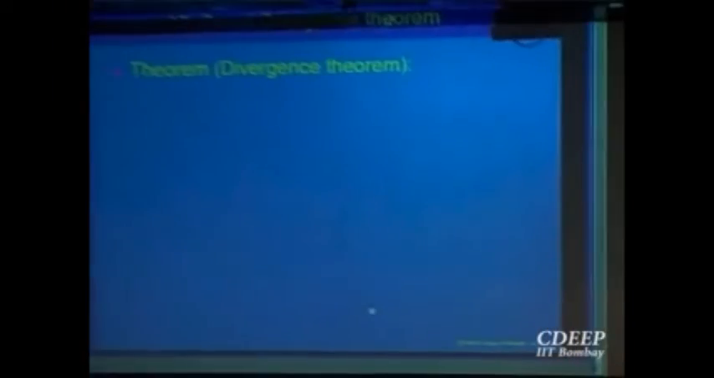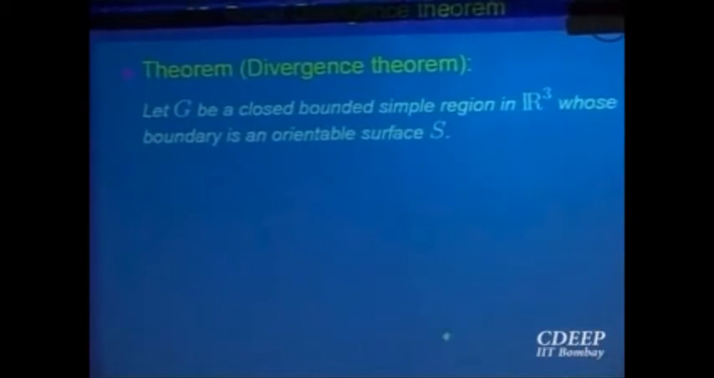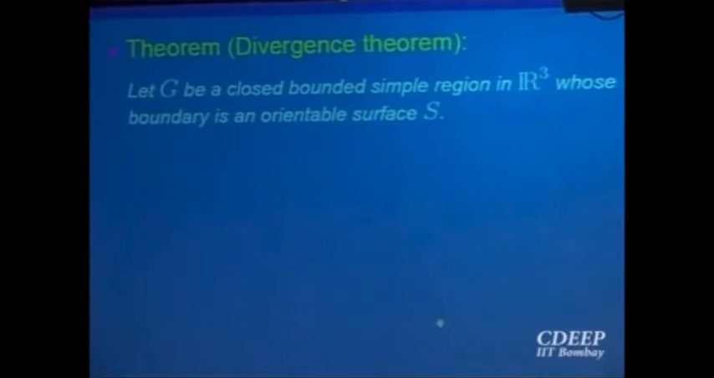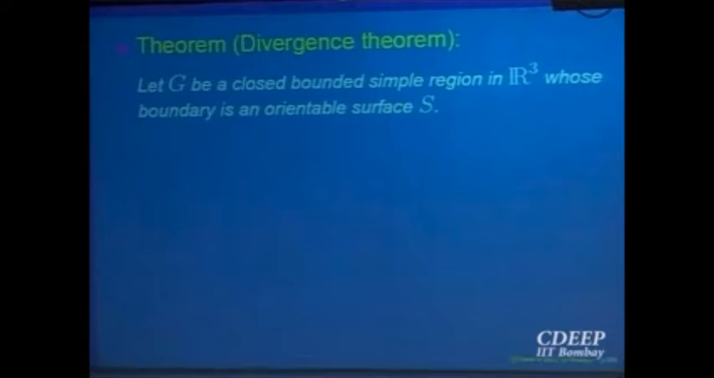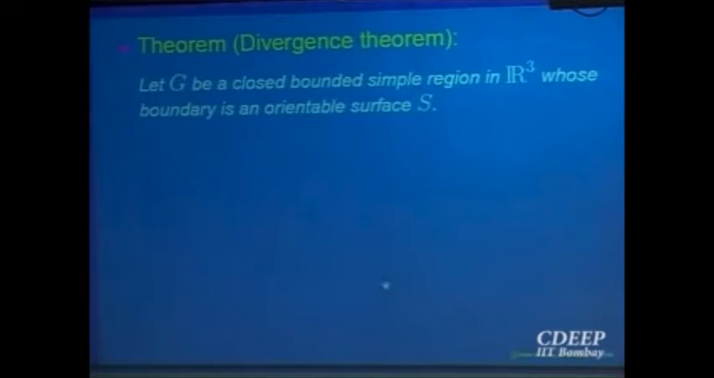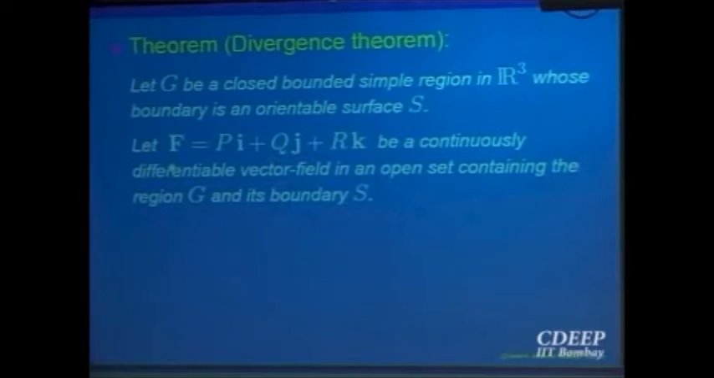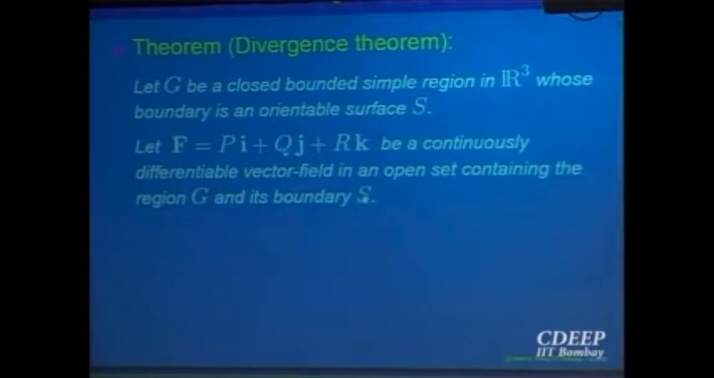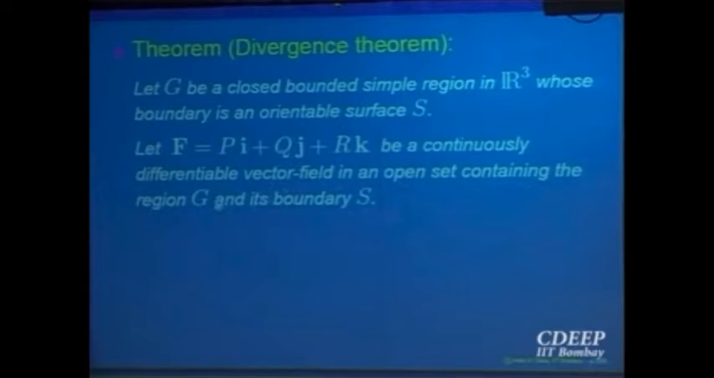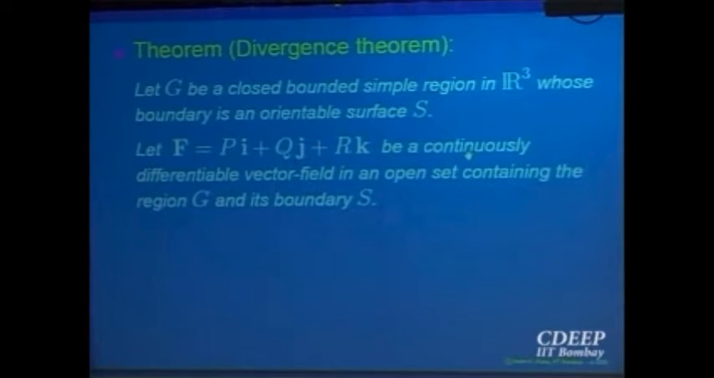Okay, so let us recall the divergence theorem. Basically, it relates the triple integral with the surface integral. It says, supposing G is a closed bounded simple region in R3 whose boundary is an orientable surface, so that is important, and F is a vector field which is defined on G including the boundary in an open set, and it is a continuously differentiable vector field.